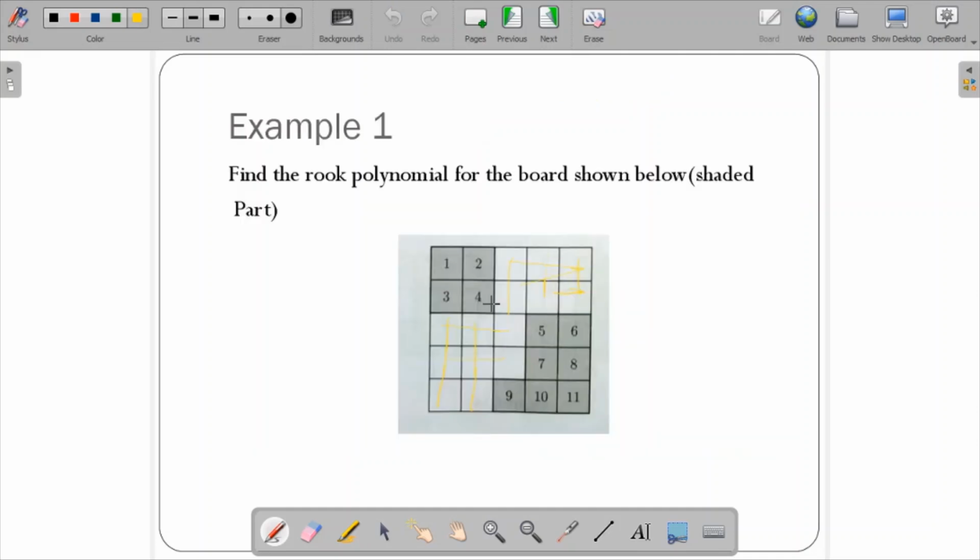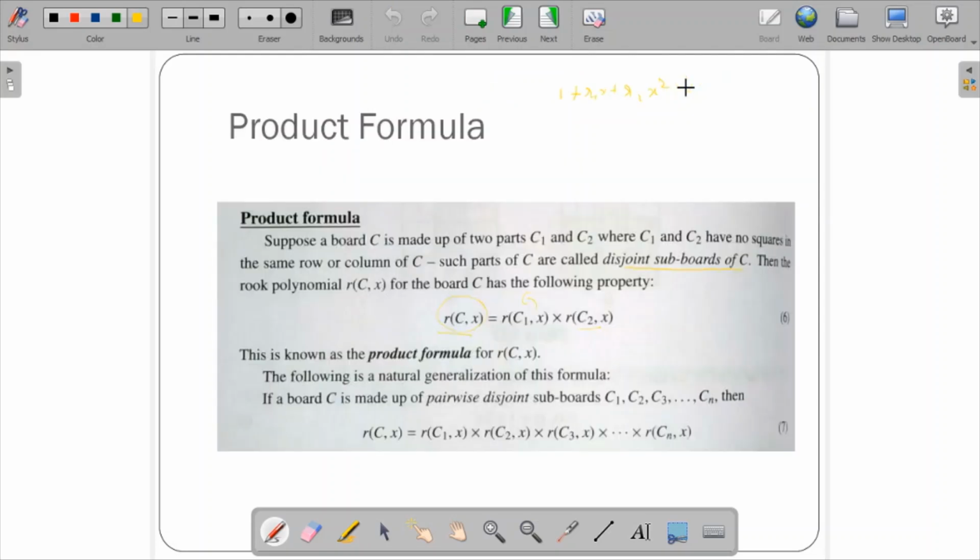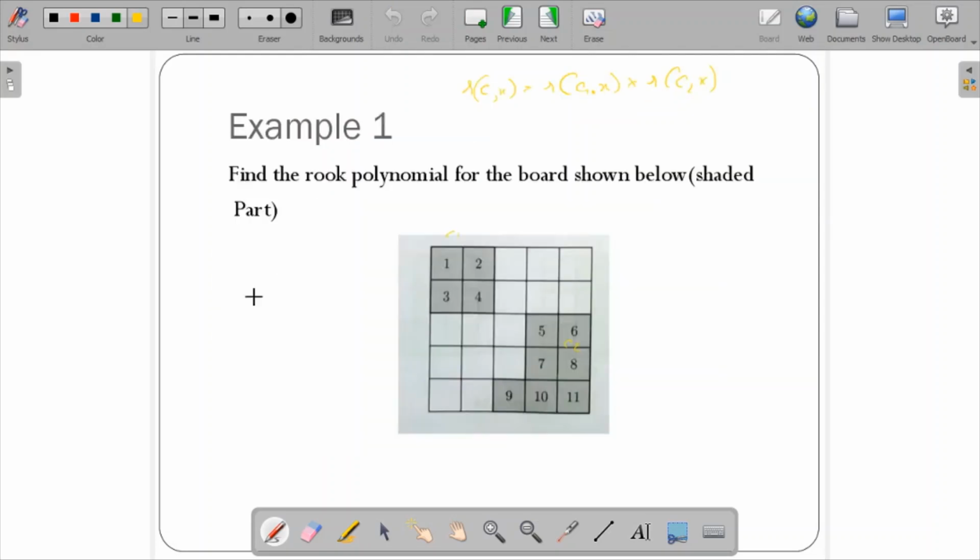For example, if you consider this particular board, this would be taken as C1 and this would be taken as C2. The entire root polynomial of this board, R of C comma x, is R of C1 comma x into R of C2 comma x. So this gives the root polynomial for this particular board. This is an example for the product formula. Let us see the problems based on this.